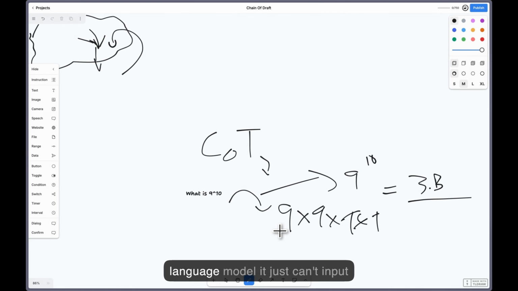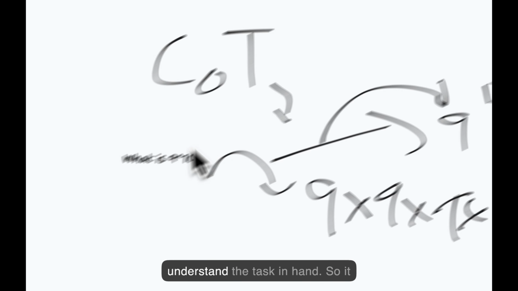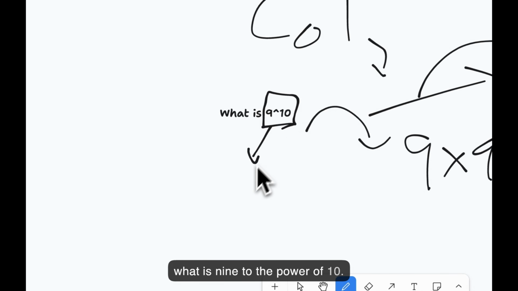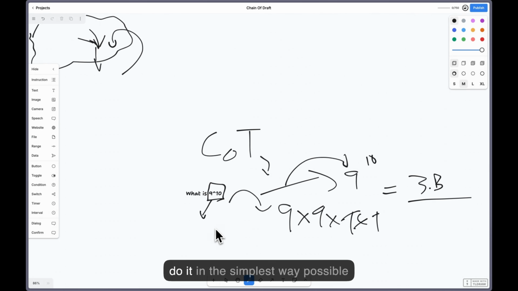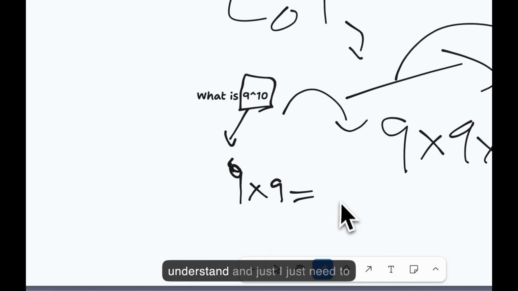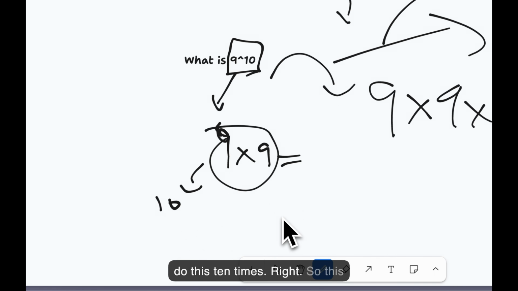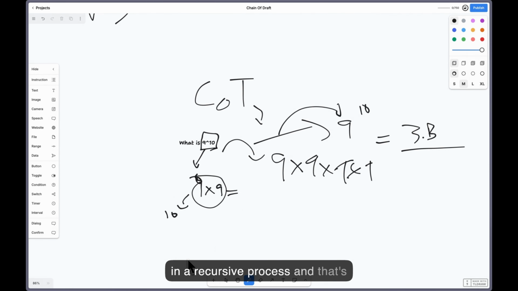But a language model can't just input it into a calculator, right? It has to understand the task at hand. So it takes the context, that is, what is 9 to the power of 10? Now, in its data, or however a model is going to do it, it's going to do it in the simplest way possible, which is 9 into 9, and it'll understand that I just need to do this 10 times, right? So this could mean that it's getting stuck in a recursive process, and that's the point which we are coming across over here.